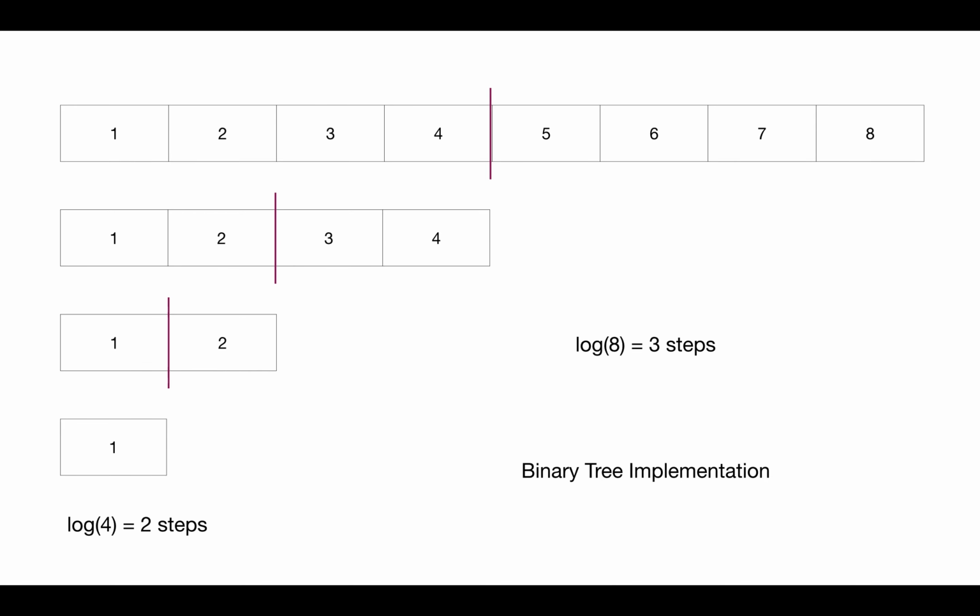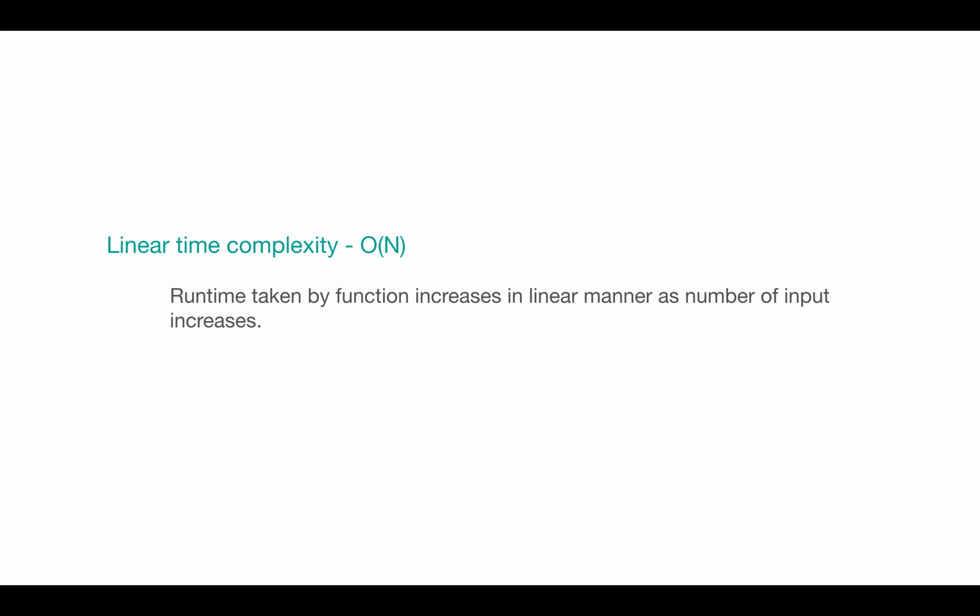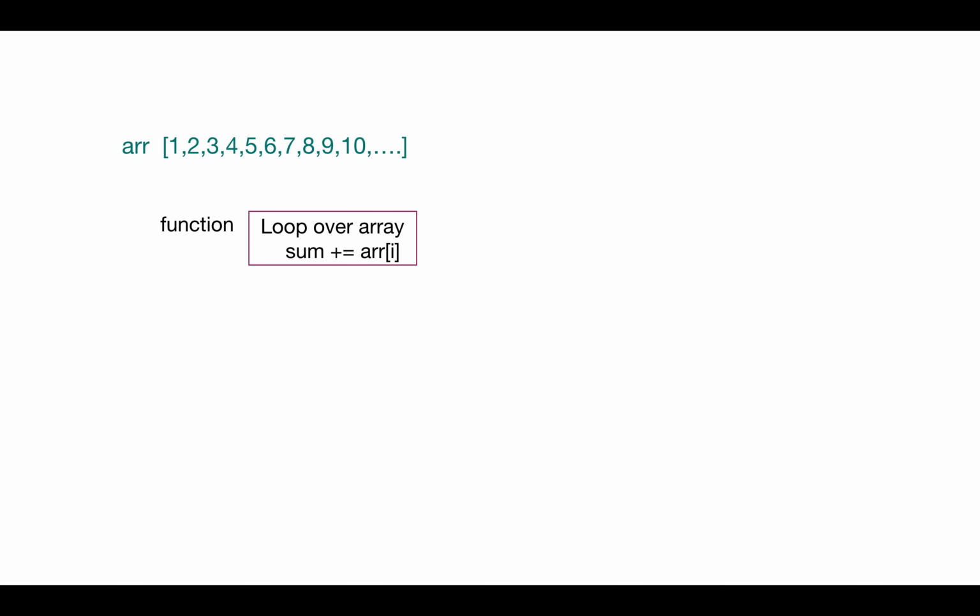Now let's move to the next complexity, which is linear time complexity. In this, the runtime taken by a function increases in a linear manner as the number of inputs increases. We do write such code often that has linear complexity, like using any loop. It can be a for loop, it can be a while loop. For example, iterating over an array. This will include n iterations through the array.